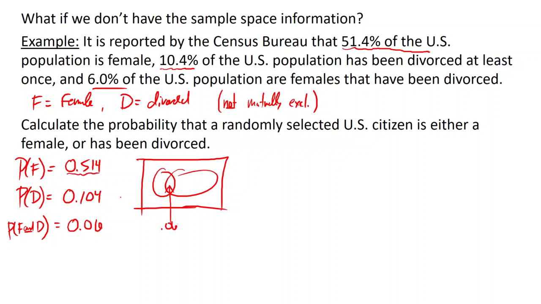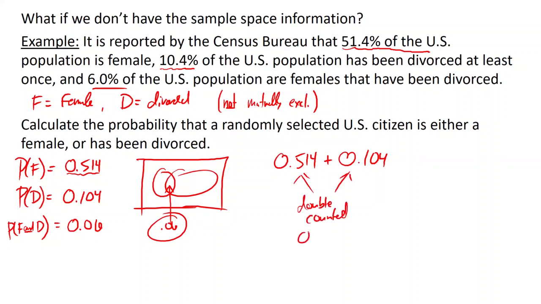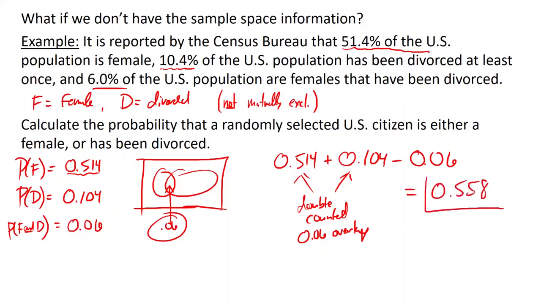So if you just take all of the females and you add up all of the divorced, then what have you done? You double counted. So in here, what you will have done is you will have double counted the 0.06 overlap. So you just compensate for it by taking it out once. All right? And so you add those up, you get like 61.8%. But there's people that got double counted in there, so you take away the 6%, and then what do you get? 55.8. Like that. All right.